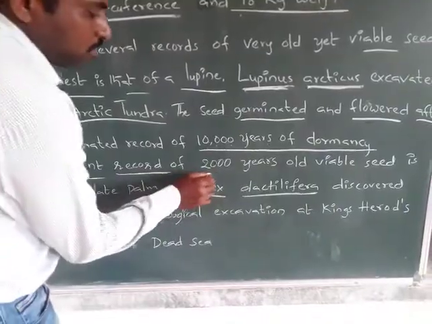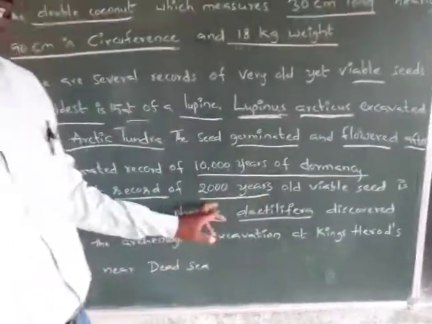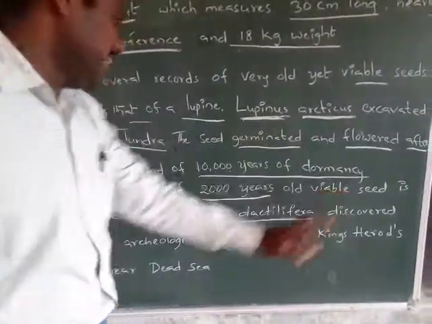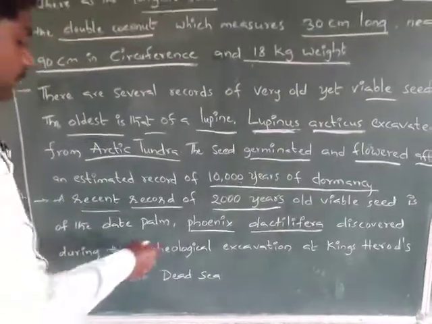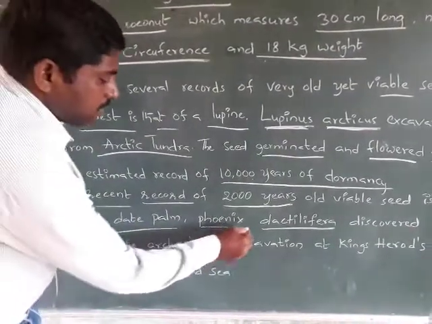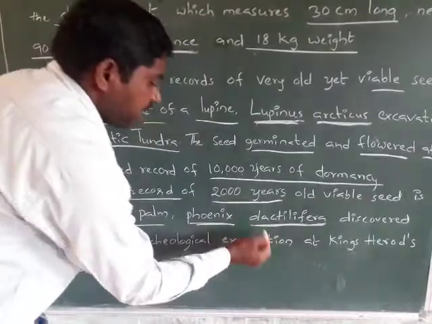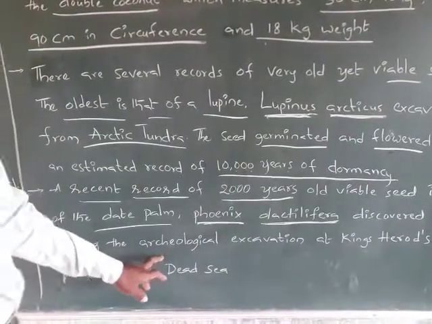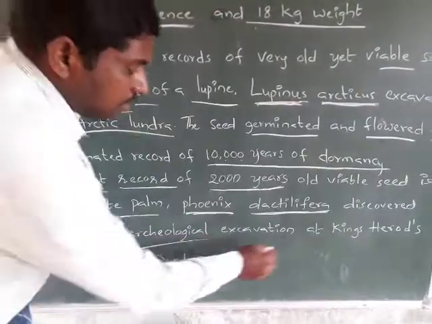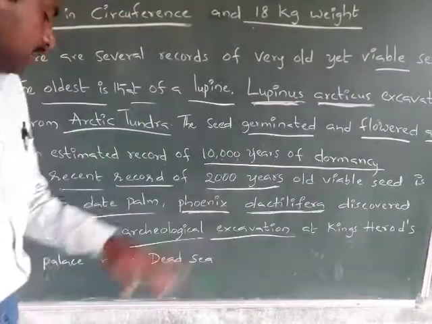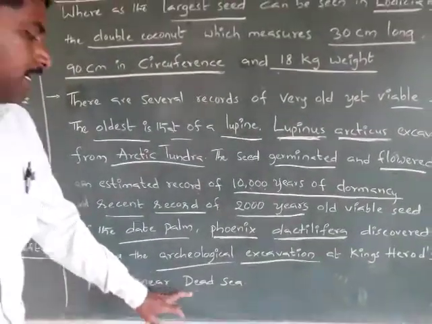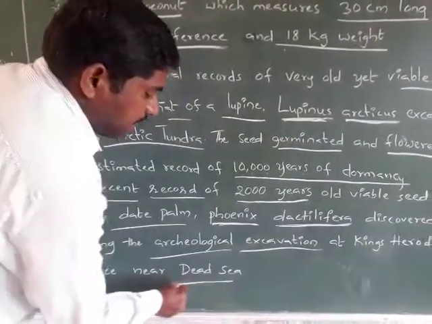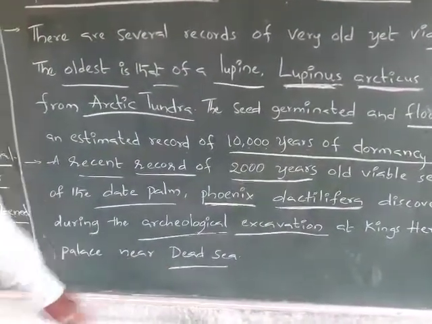In the recent record, a 2,000-year-old viable seed is the date palm, Phoenix dactylifera. It was discovered during archaeological excavation at the King's Herod Palace near the Dead Sea.